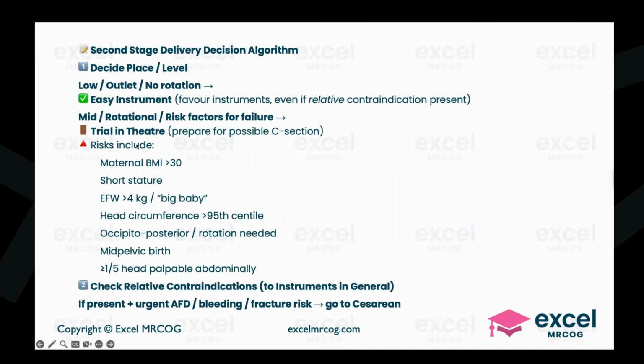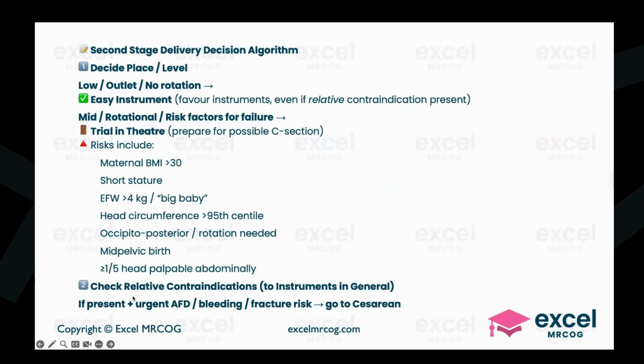Risk of failing that instrument is high, which means that you may require a cesarean section if you fail, right? So you'd prefer in all these circumstances to shift to theater. So your location changes. Your location was deciding place and level, right? Location was ward, labor ward. Here, your location is theater and it's a trial of instrument, as in the word itself. You're going to try, and if it doesn't happen, then prepare for possible cesarean section.